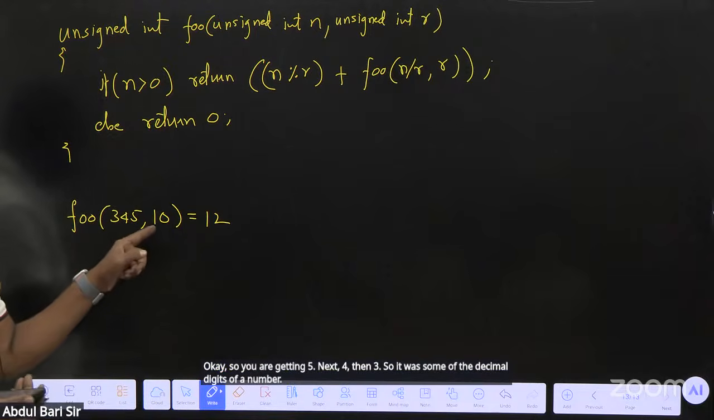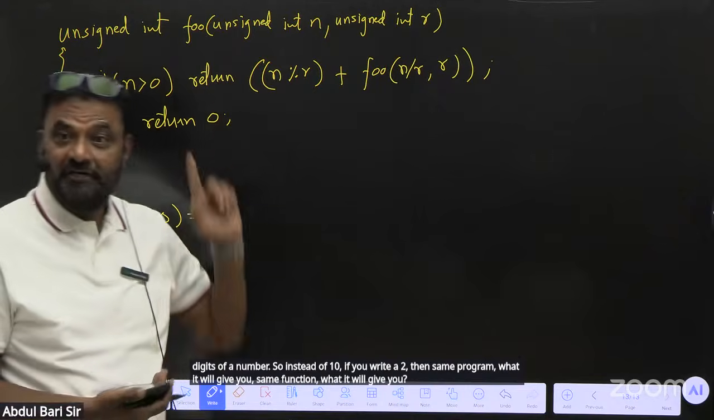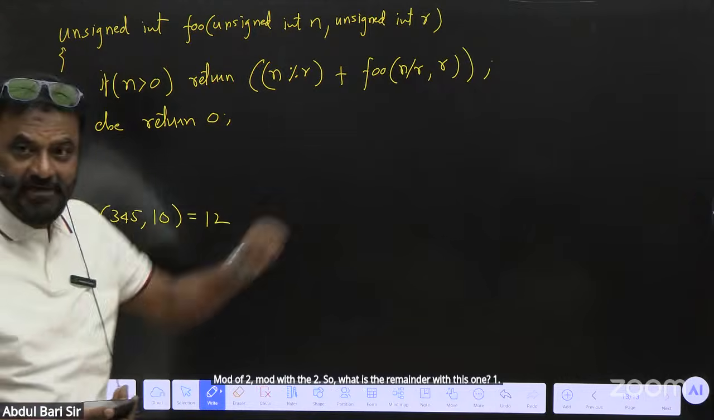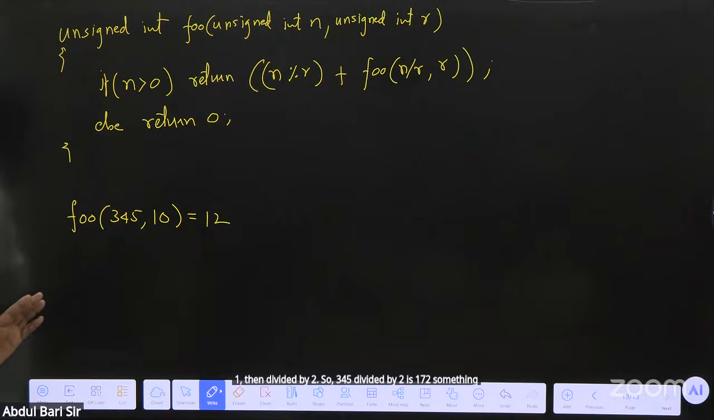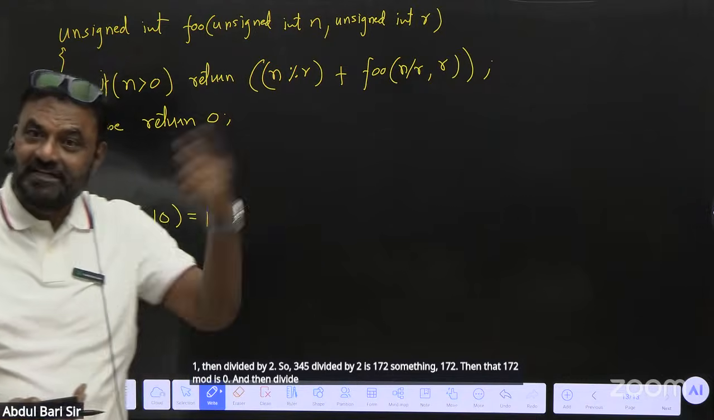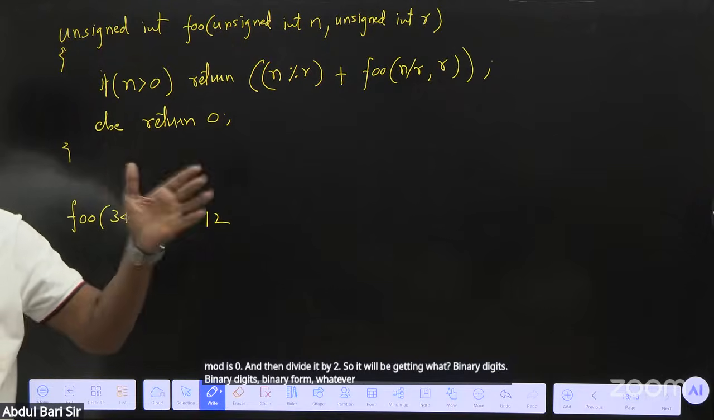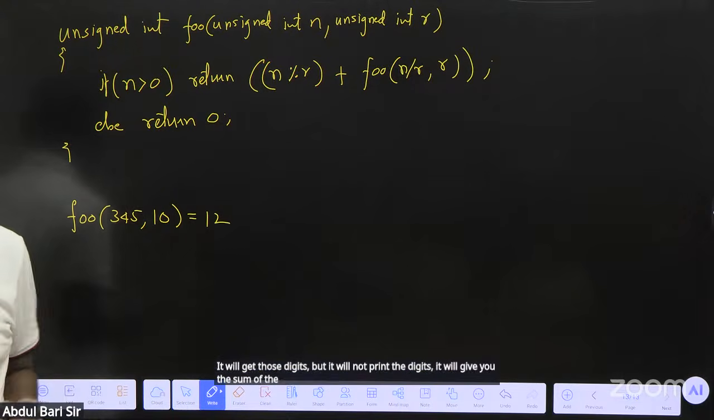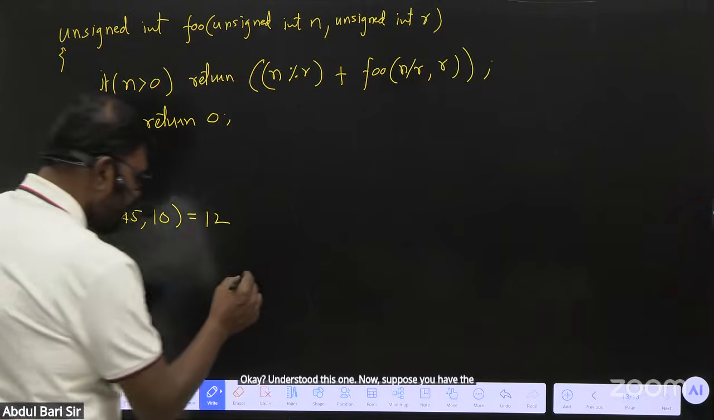So instead of 10, if you write 2, then same program, what will it give you? Mod with 2. So what's the remainder with this one? 1. Then divided by 2. So 345 divided by 2 is 172 something. 172. Then that 172 mod is 0. And then divided by 2. So it will be getting what? Binary digits. Binary form, whatever the binary form is, it will get those digits. But it will not print the digits. It will give you the sum of the binary digits. Okay? Understood this one?